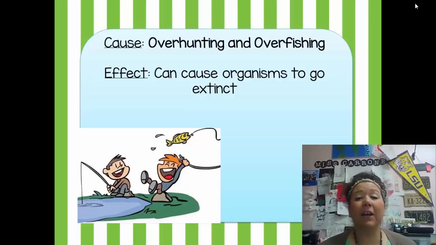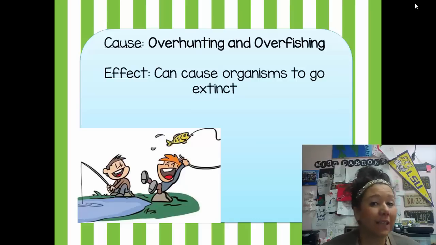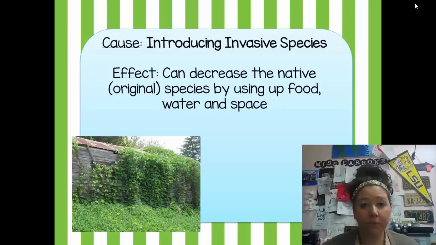Another cause by humans is overhunting and overfishing. The effects can be that it can cause organisms to go extinct. And also, if we overhunt or overfish, then we take away a food supply for another organism. And so that can again affect that food chain and that food web.